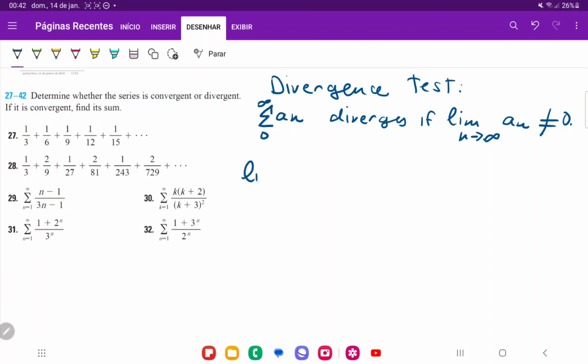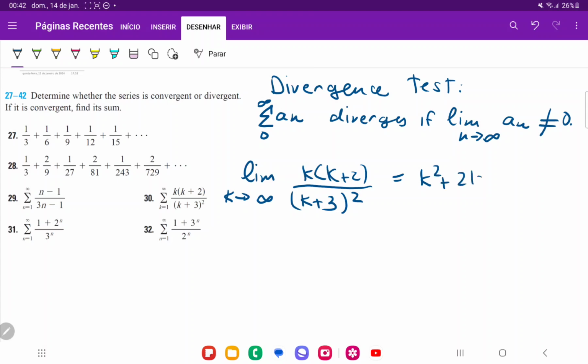So let's take the limit. In this case, the input is k. So as k goes to infinity of k times k plus 2 over k plus 3 squared. And first we're going to expand this out. So on the top we're going to have k squared plus 2k. Oops, I forgot my limit operator. As k goes to infinity.